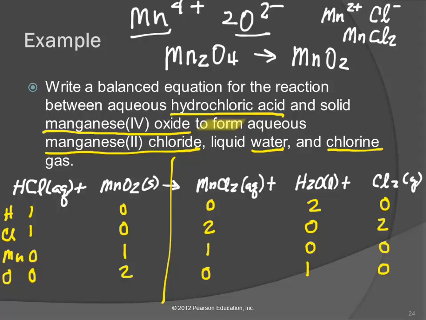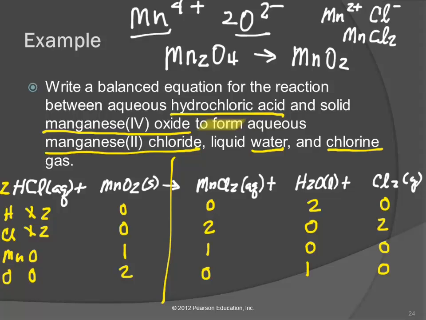So I took inventory. What do I have? I really think most of the time it works out well to just go left to right. So let's look at the hydrogens. Are the hydrogens balanced? No. We have 1 on the left and 2 on the right. So we can fix that by putting a 2 in front of the HCl. When we put that coefficient in there, then we have to change the numbers below. We have to multiply everything by that coefficient. The zeros won't change. 0 times 2 is still 0. So we fix the hydrogens, 2 on the left, 2 on the right.